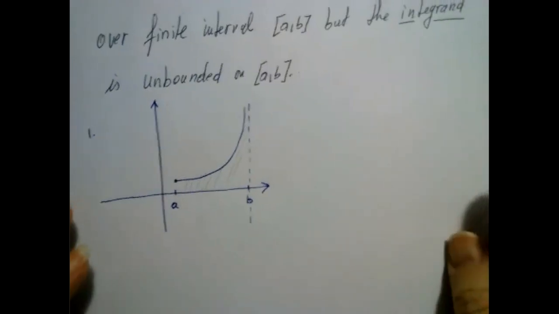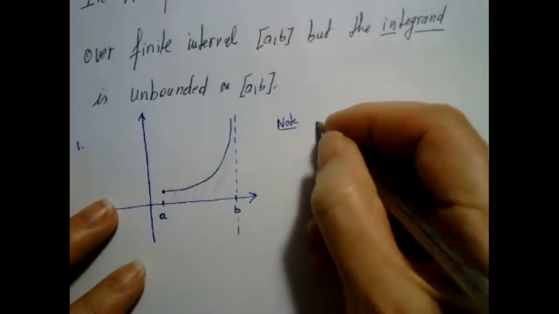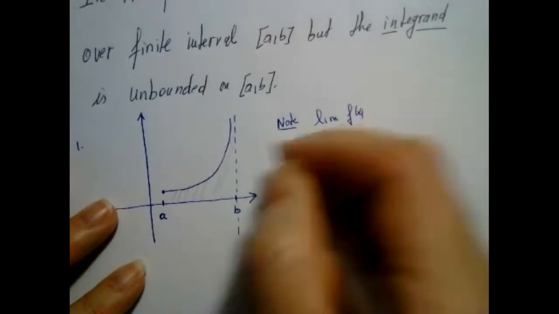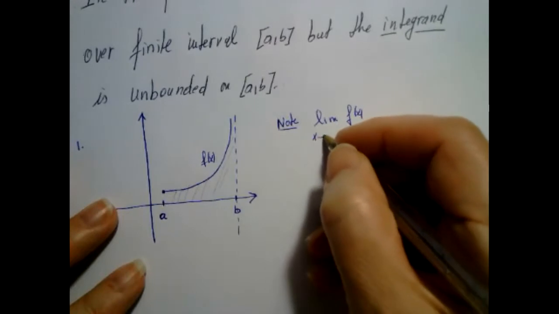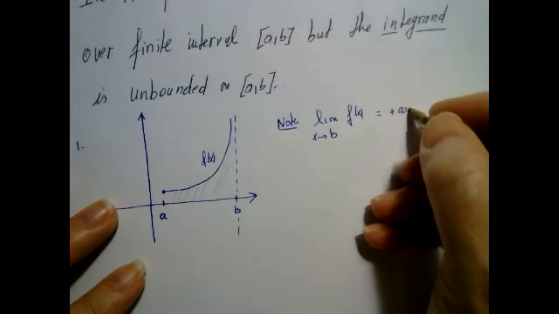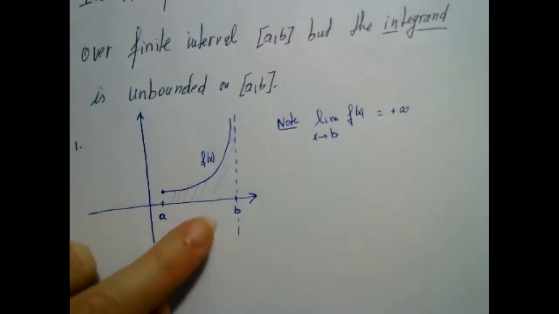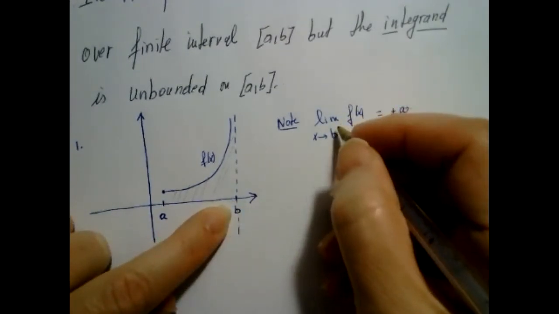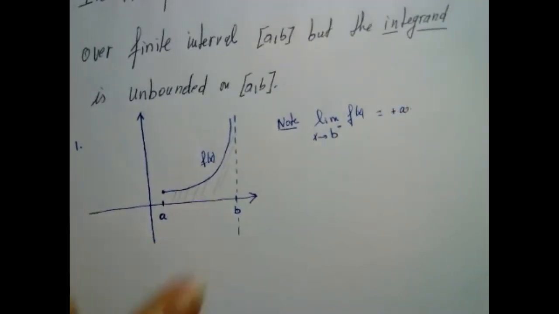So let us note very well that the limit of f of x, that's my function, as x becomes close to B, is equal to plus infinity. That's the scenario. It could also go to minus infinity, it doesn't matter. Let's watch carefully what I'm going to write: the limit as x goes to B from the negative of f of x equals plus infinity.